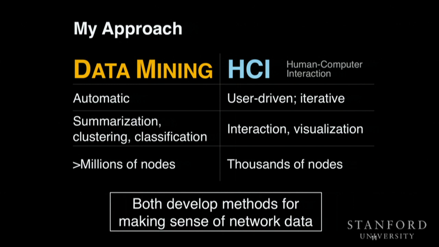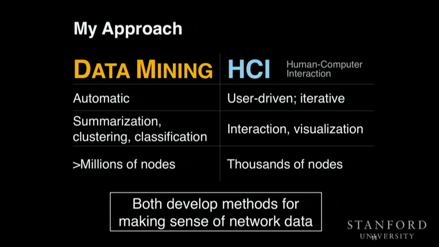From the data mining side, the focus is on automatic methods, like summarization, clustering, classification, and so on. And these methods are quite scalable. A lot of them naturally or very easily scale to millions or billions of nodes and edges.